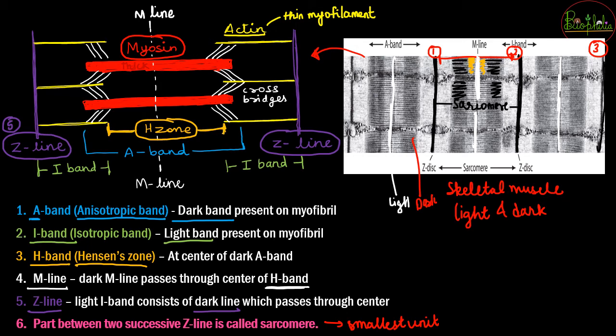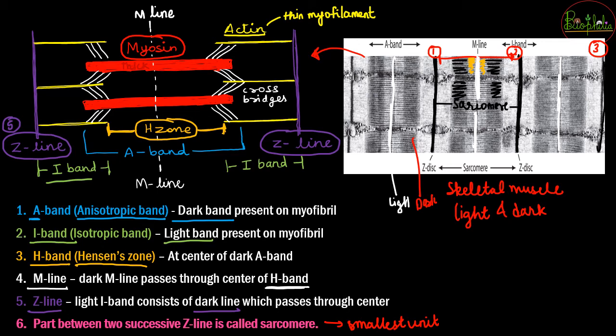And one more zone that you need to know is the I band. Where will the I band be? The I band is the region that makes up the light band. Where there is actin, the thin myofilament, that is called the I band. So the I band is shown in green.